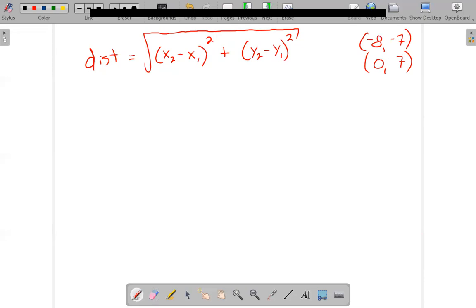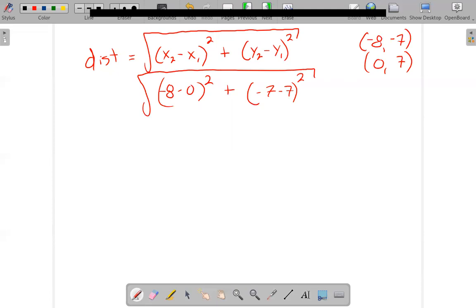So then plugging in here, I want to take the difference in the x values here. So -8 minus 0. Difference in the y values, -7 minus 7. And really be careful with your signs here. I recommend you write it down, not do it in your head. -8 minus 0 is -8. Squared is +64. -7 minus -7 is -14. Squared, 196. So I'm getting the same thing I did before. Square root of 260 for the diameter.